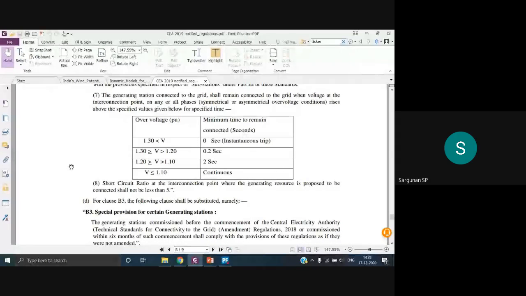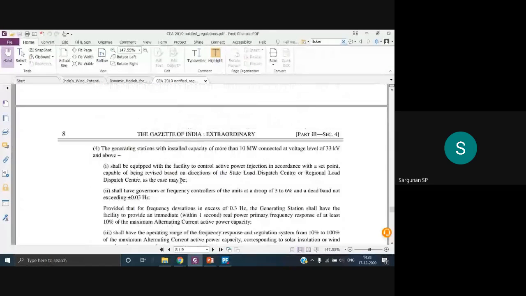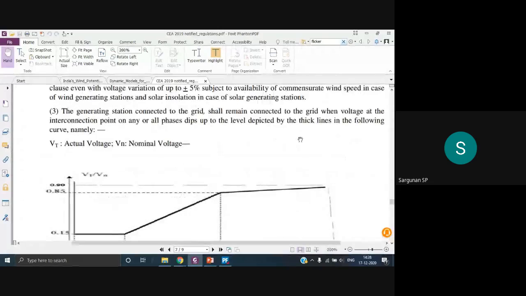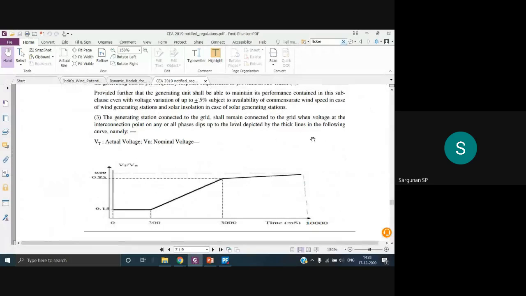This is nothing but HVRT studies, but we normally give importance to LVRT, low voltage ride through studies, and in some other areas we call it under voltage ride through studies. Both mean the same.